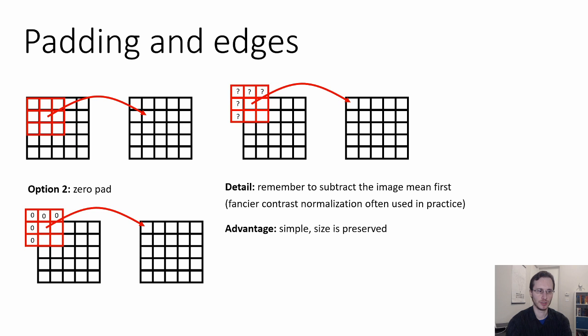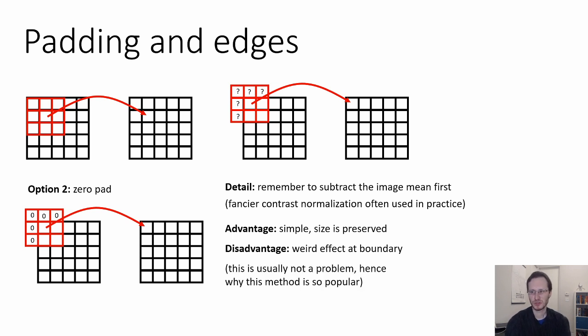The size of the activation map is preserved. You don't have to worry about things getting smaller. The disadvantage is that you have this kind of weird zero effect at the boundary. This is usually not a problem, which is why this method is so popular. It's just conceptually maybe a little bit awkward.